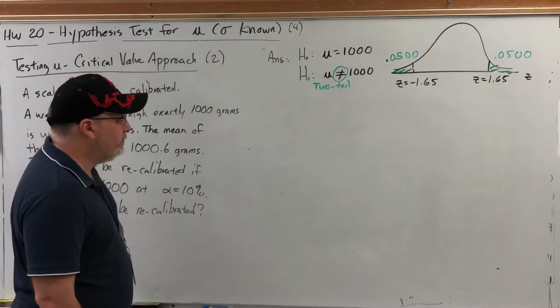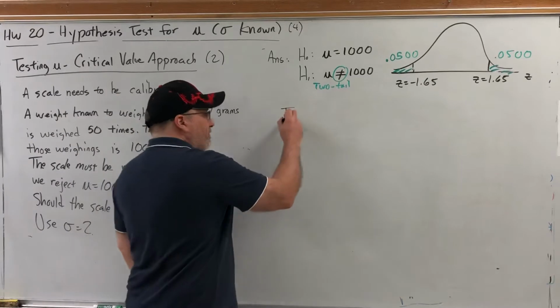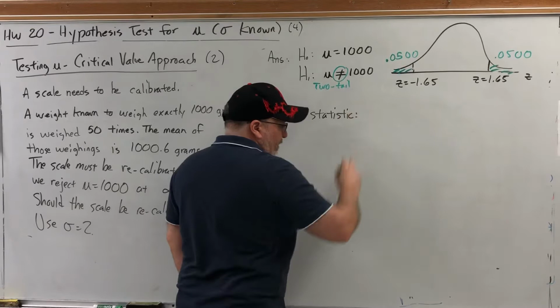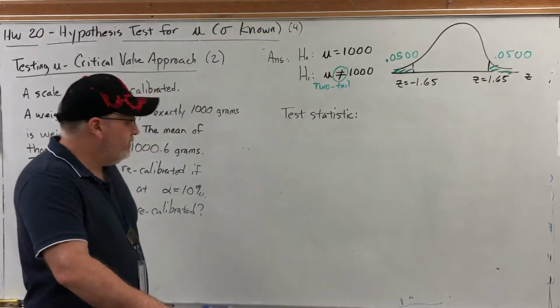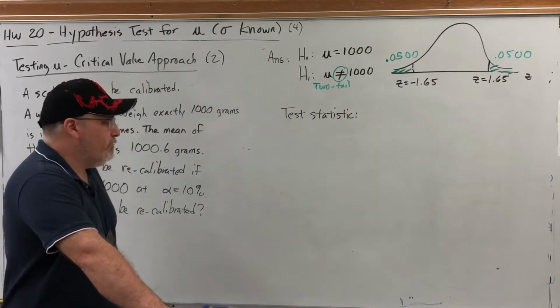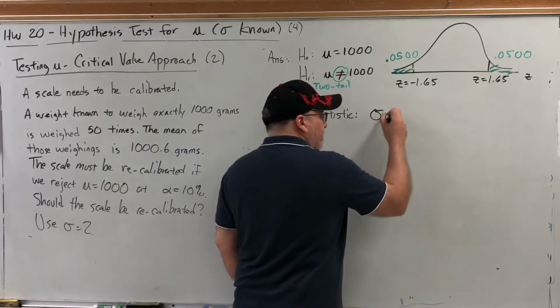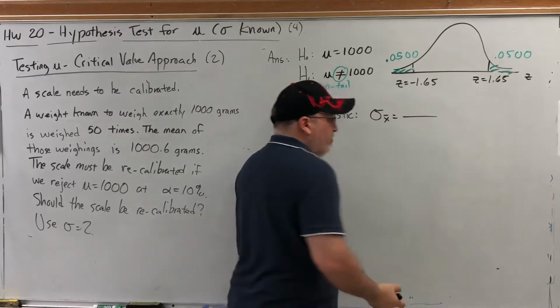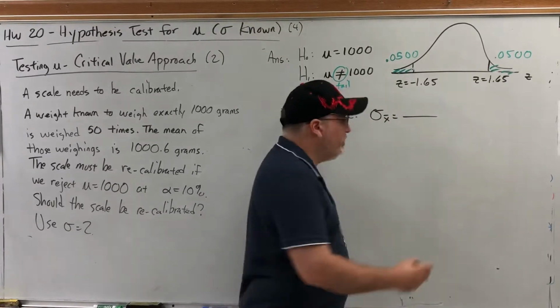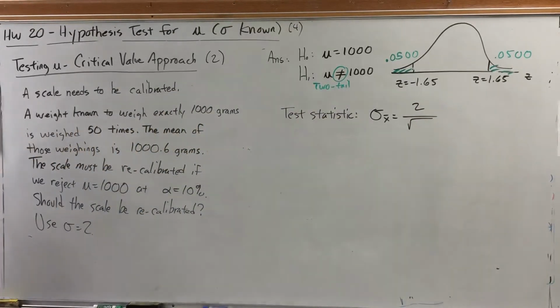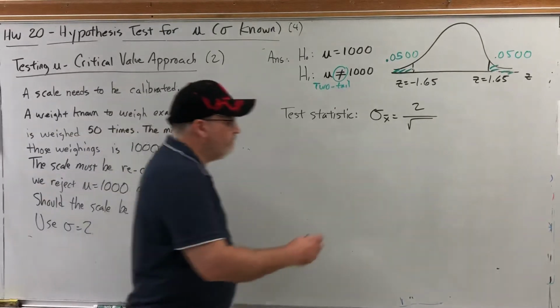Speaking of the sample, we need to calculate the test statistic. Recall that statistic compared to parameter is a sample value. So basically we're using our sample value to test our claim. Our test statistic starts with calculating sigma sub x bar, which is the sigma, in this case 2, divided by the square root of the sample size. So what's the sample size? Answer, the number of times that we weighed this weight, 50 times.